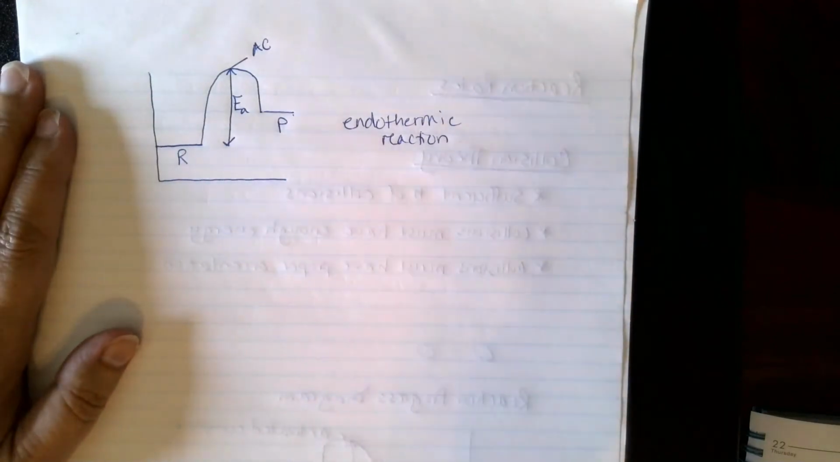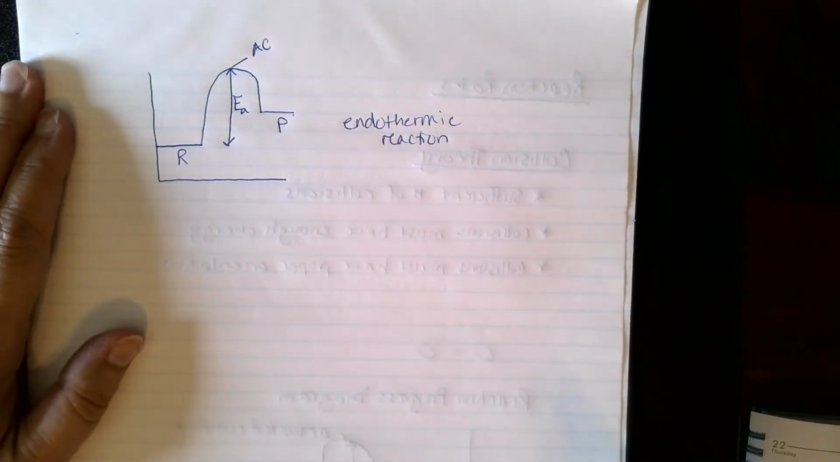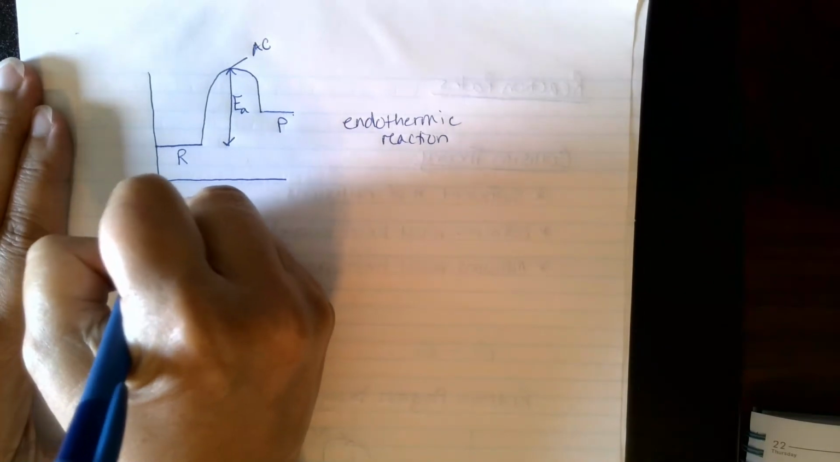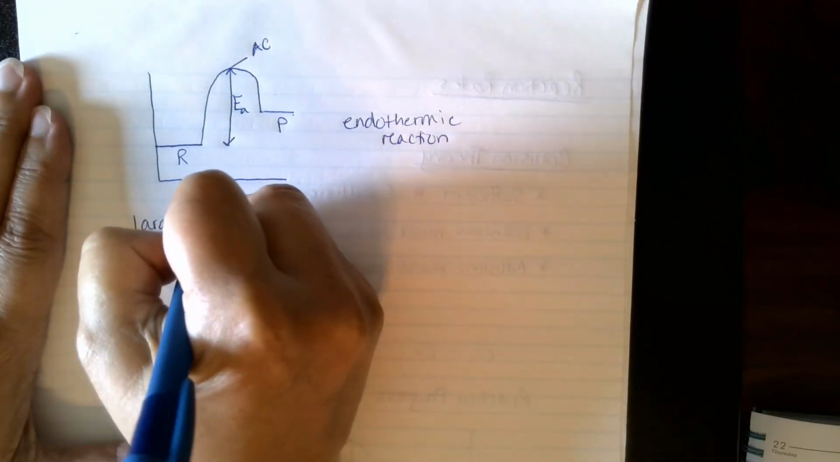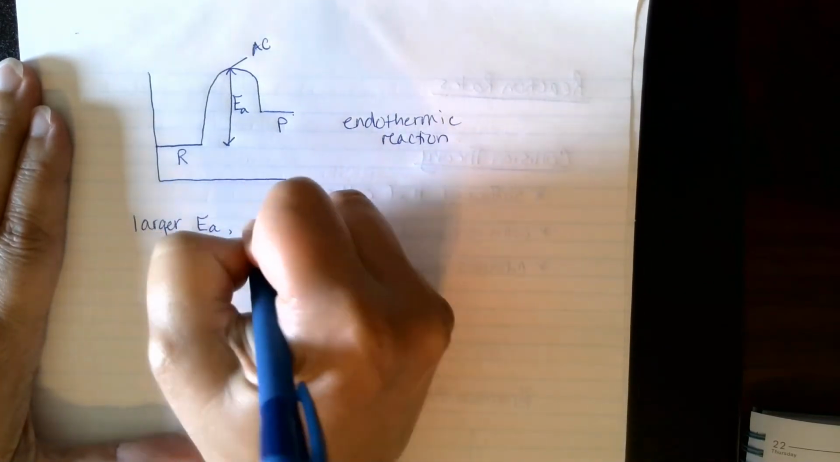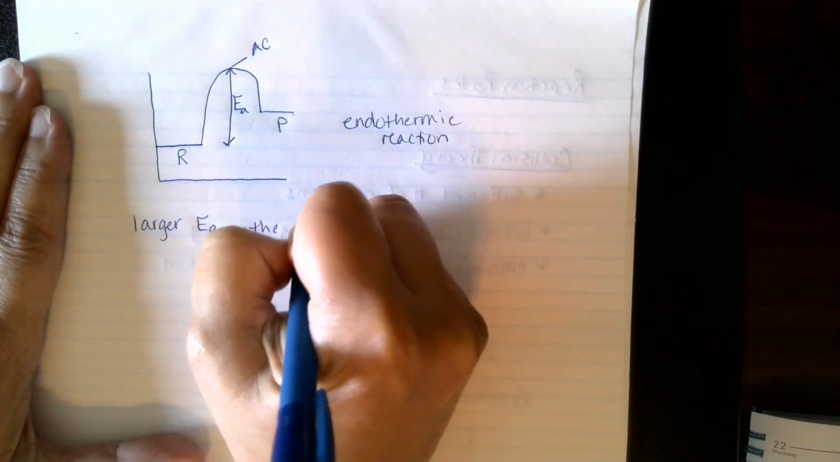Okay, so we can learn a couple things. We can tell if it's an exothermic or an endothermic reaction from where the reactants and the products are. We can also tell how large that activation energy is. And the larger the activation energy, the slower the reaction.